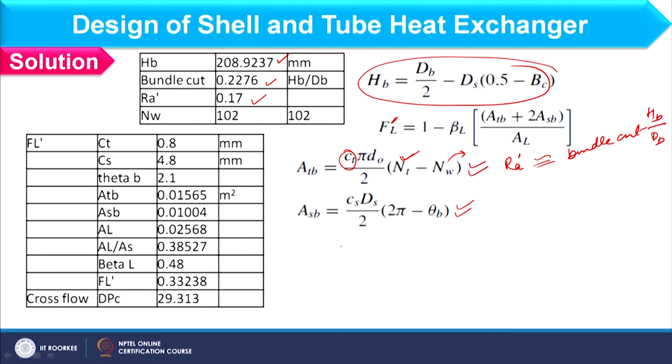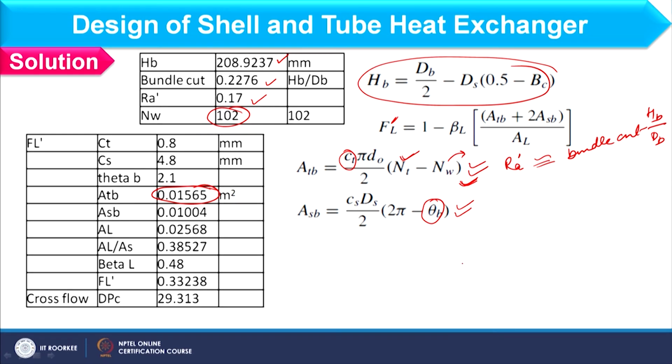Okay. Now, once you have RA dash value and total number of tubes, you can find out NW as 102. Okay. So, based on that you can find out ATB value, which is coming out as 0.01565 meter square. Okay. And further I have to find out ASB, and for that theta B value should be seen from the graph.